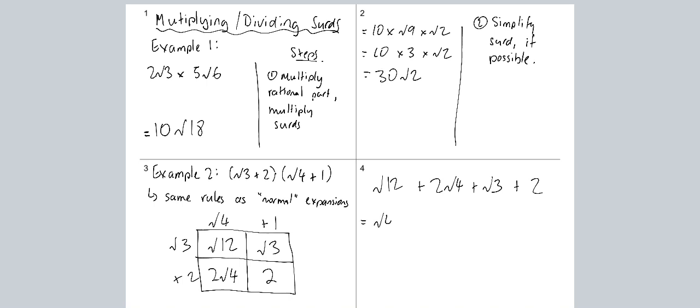Root 12 is root 4 times root 3. So I've done that first. You see what I've done there? I just wrote the rest of the problem out as it stands. All I've done is circle it now. I've just adjusted this bit. And again, I encourage you to do this in your head if you can, so that you're not wasting too much time.